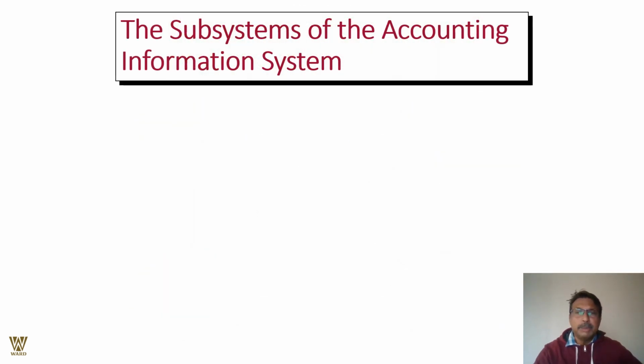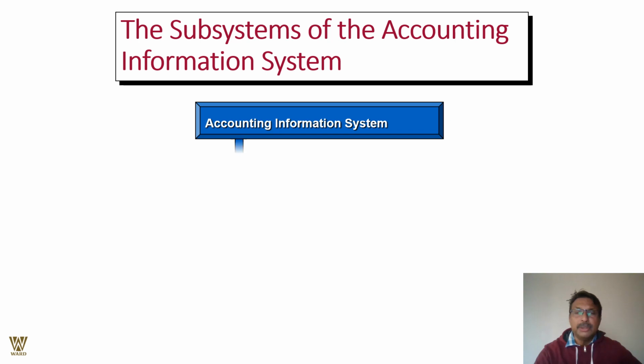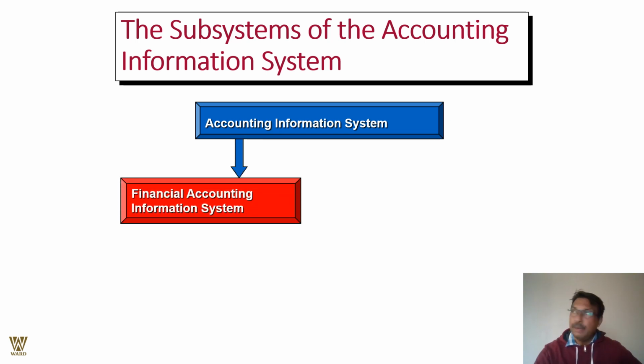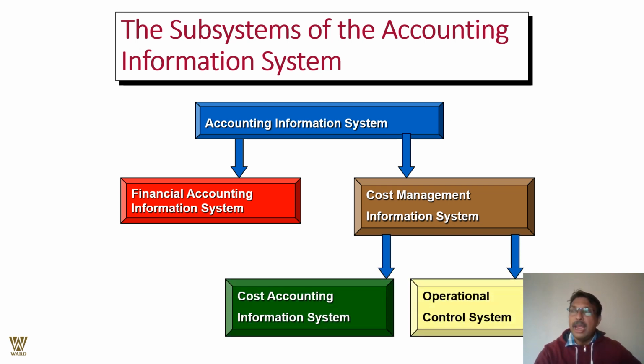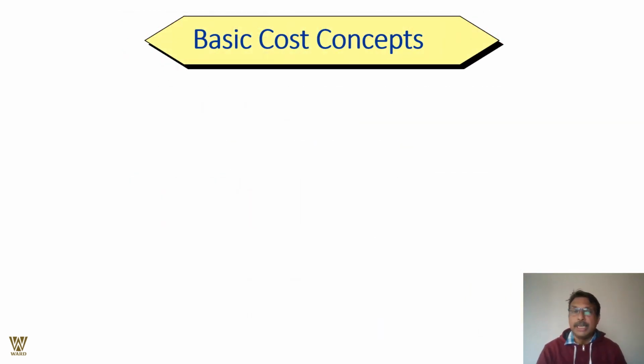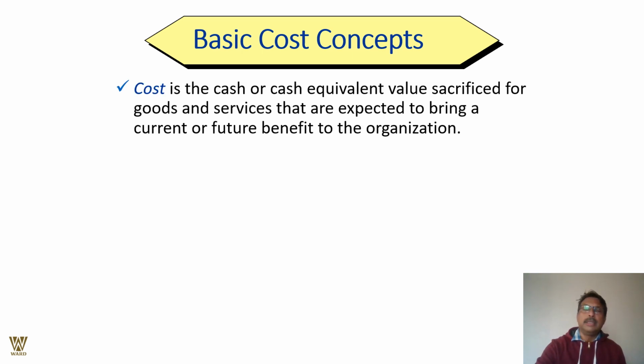It is a subsystem of the accounting information system. Above it, we're talking about the financial accounting information system. Then we're talking about the cost management information system, and within the cost management system, the cost accounting information system and operational control system is the crux of it. This is what the subsystems of the accounting information system are. The basics of cost concepts: cost is the cash or cash equivalent value sacrificed for goods and services that are expected to bring current or future benefit to the organization.